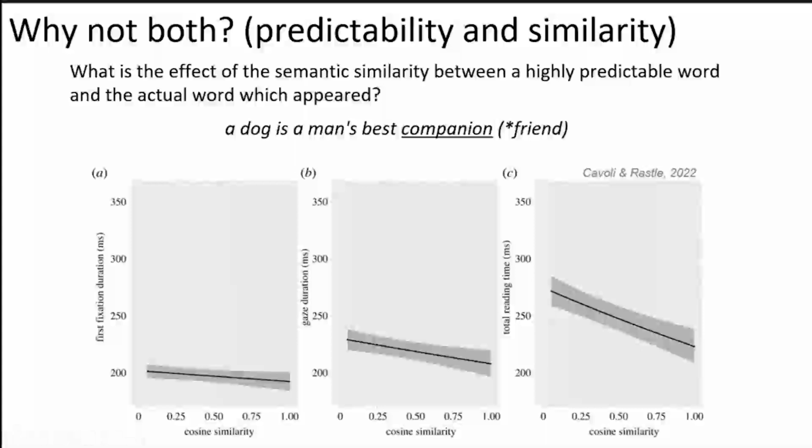And if you understood this study, then you're experts on the intersection of NLP and neuroscience of language, because it uses both the predictability and the word embeddings. Cool, huh?